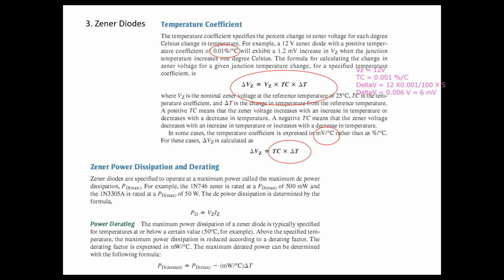Also, power dissipation is important in a Zener diode. When selecting a Zener diode, it should be capable of handling the required power rating of the circuit. We can calculate it by multiplying the rated voltage with the Zener current, the current through the Zener diode. This should not exceed the rated power in the data sheet.